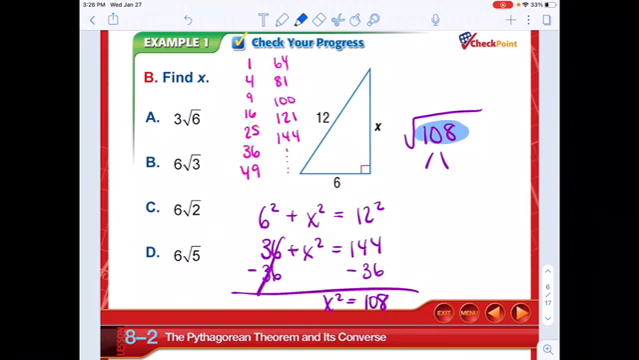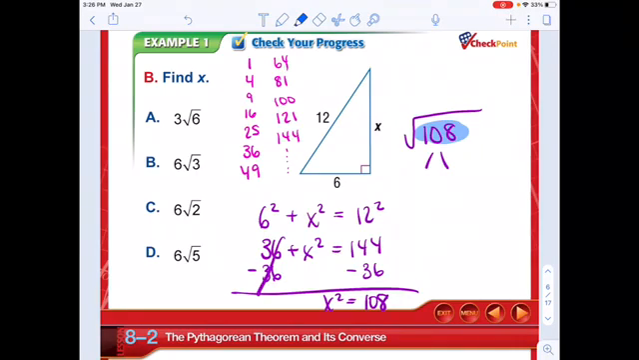So I take 108. I'll divide that by, say, 81. That gives me a decimal. I know that one doesn't work. I take 108. I divide that by 64. Gives me a decimal. Doesn't work. 108 divided by 49. Once again, a decimal.